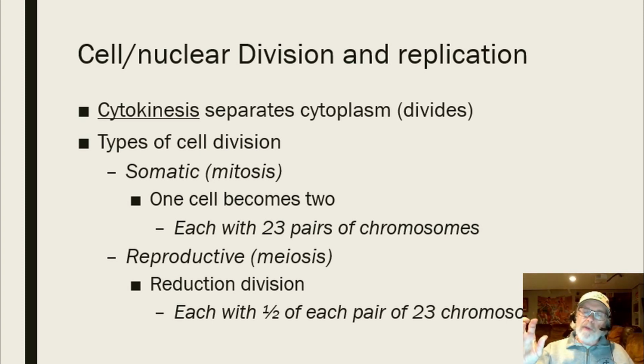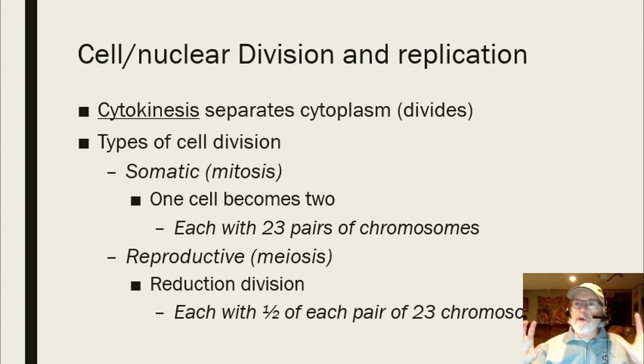If I had 23 pairs of chromosomes in the male gamete, the spermatozoa, and 23 pairs of chromosomes in the female gamete, the ovum, and they met and fertilized, they'd have 46 pairs of chromosomes. Way too many. So the idea is that when the gametes are made, they undergo what's called a reduction division, where one half of each pair of the chromosomes is put into each spermatozoa or ovum. So each gamete therefore has one half of each pair of 23 pairs of chromosomes.